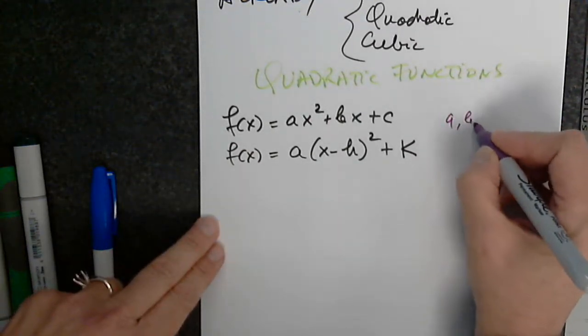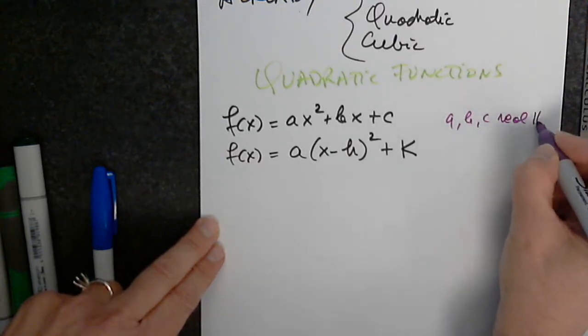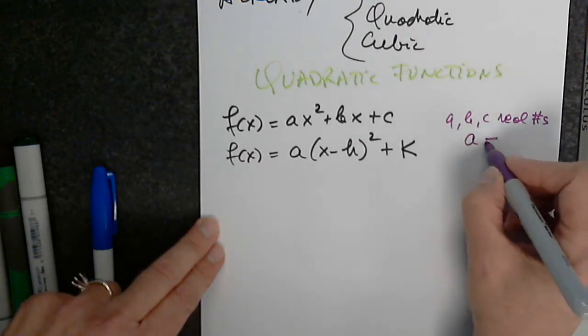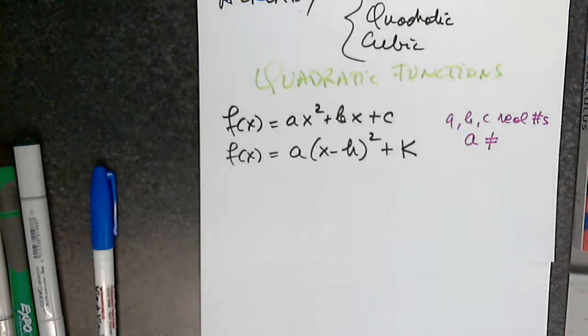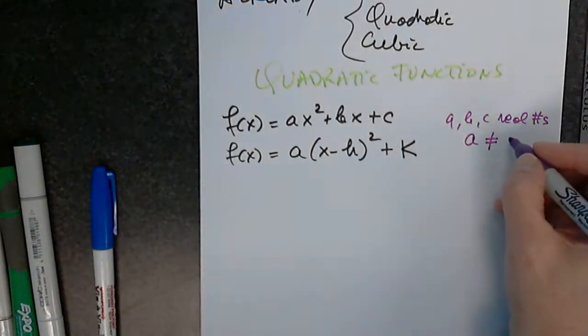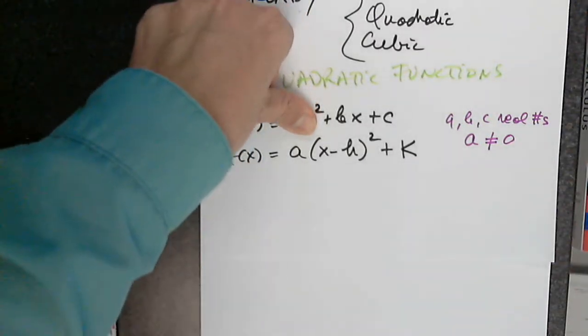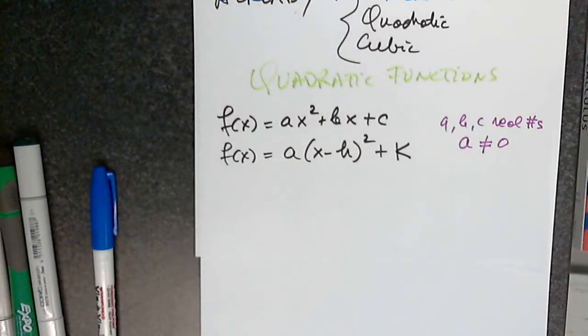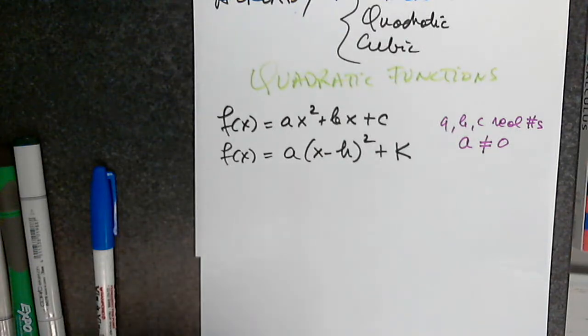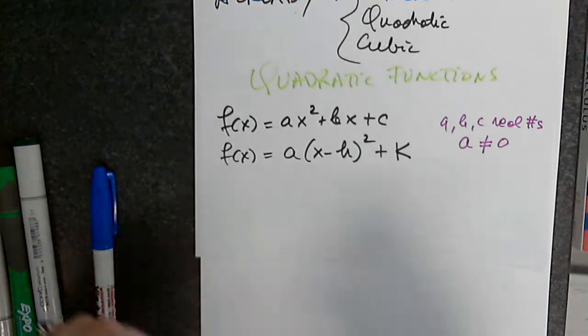So a, b, and c are real numbers. However, a cannot be, what do you think? Zero. Yes. Why can a not be 0? It would make it a linear function, exactly. So a, b, and c can be any real number except for a being 0.